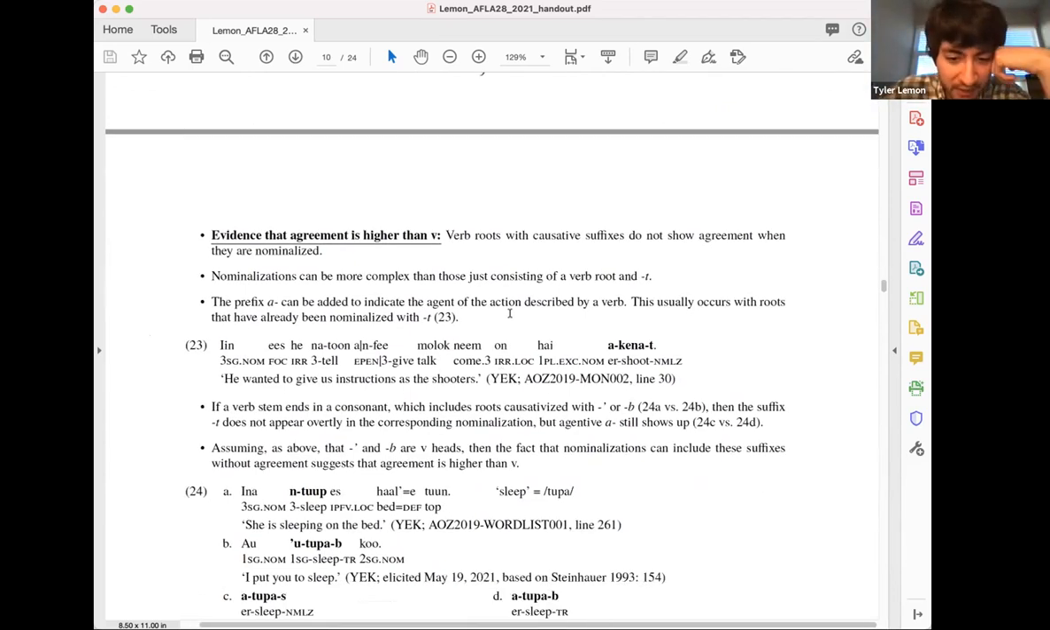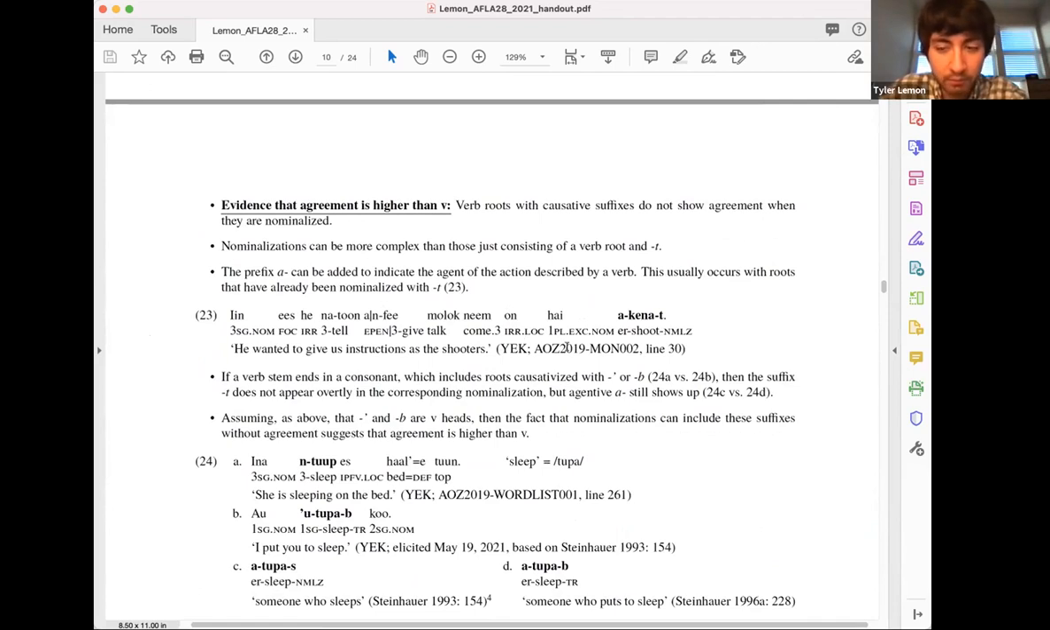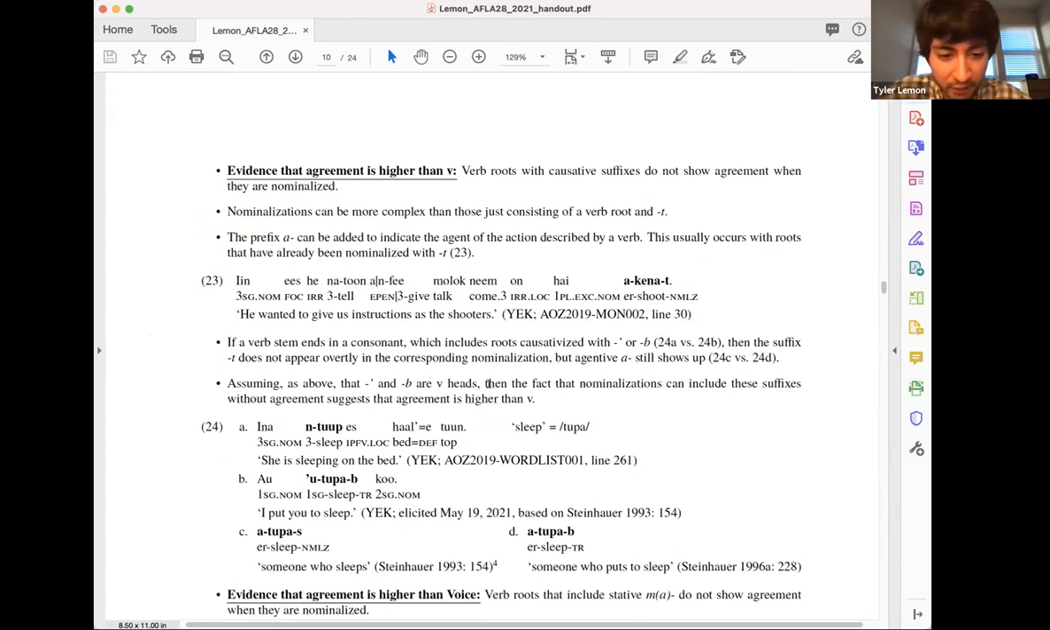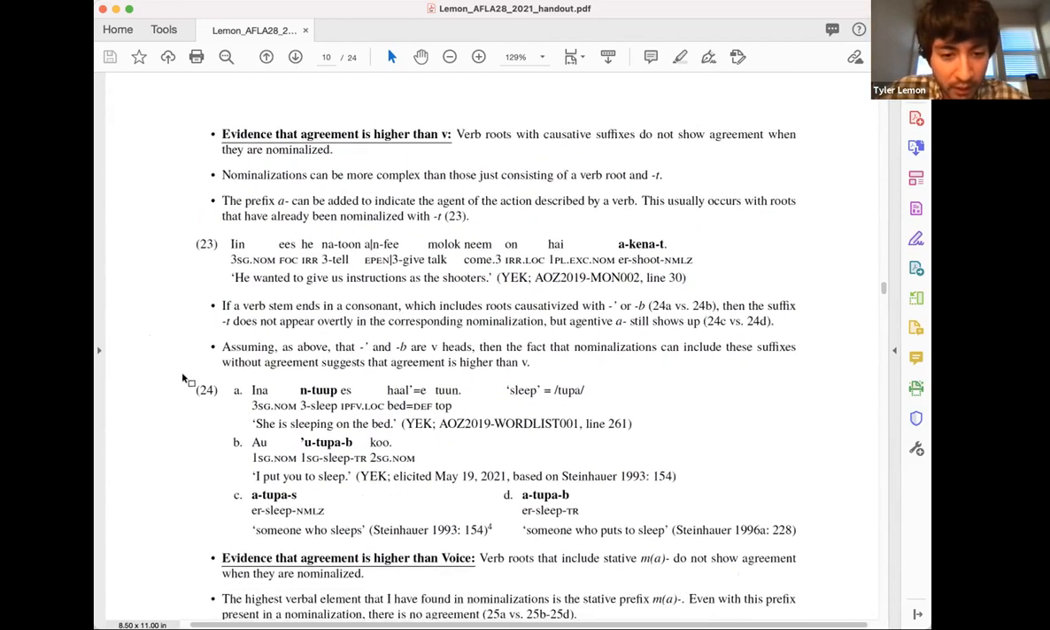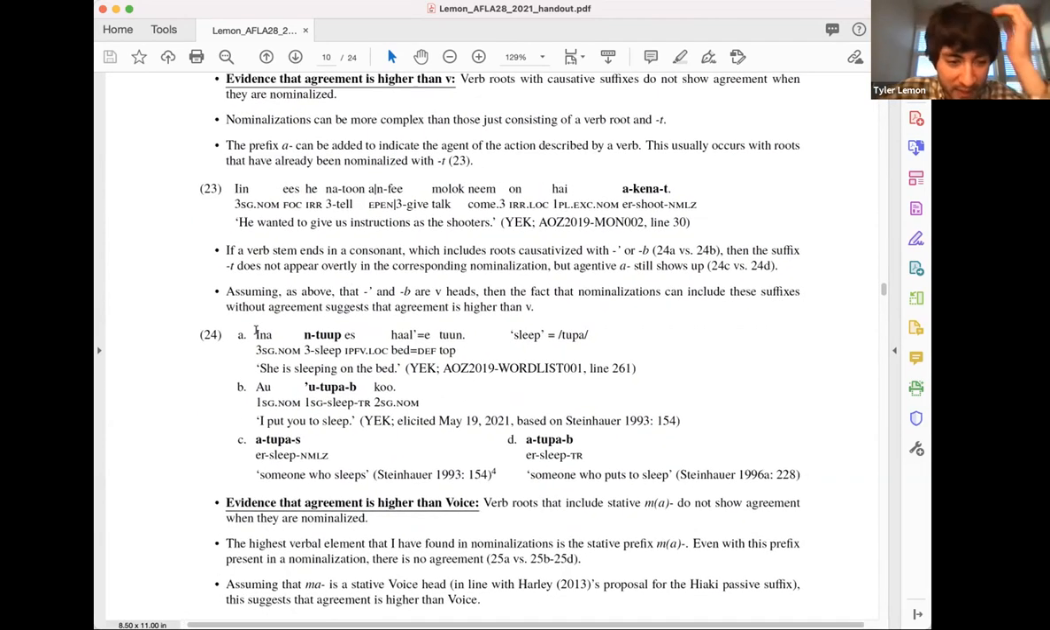If a verb stem ends with a consonant, which includes roots causativized with the two transitive suffixes, then the suffix t doesn't appear overtly in the corresponding nominalization, but agentive a still shows up, which is part of how you know it's a nominalization. So take, for example, inantup es haletun, you nominalize that, and you get atupas, which is someone who sleeps. You can also transitivize this verb. You can say autupab ko, like I put you to sleep, like maybe something you would do with a child. And you can nominalize that as atupab, so someone who puts to sleep.